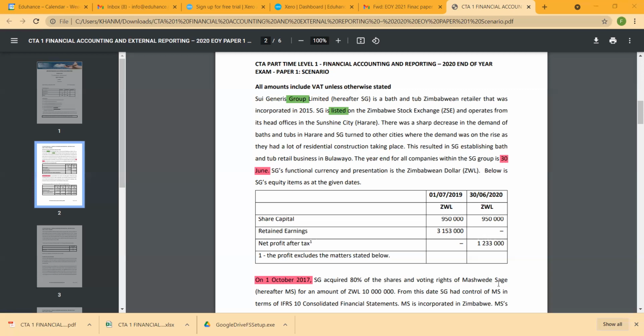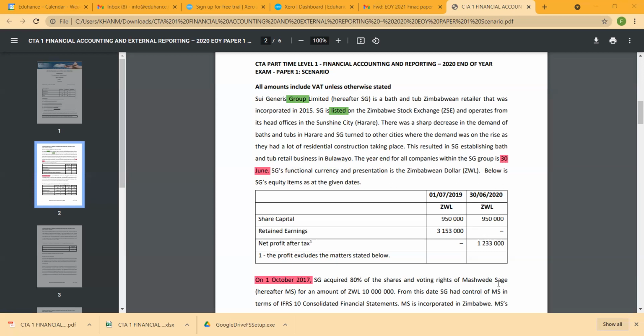There was a sharp decrease in the demand of baths and tubs in Harare, and SG turned to other cities where the demand was on the rise as they had a lot of residential construction taking place. This resulted in SG establishing a bath and tub retail business in Bulawayo. The year end for all companies within the SG group is 30 June. SG's functional currency and presentation currency is the Zimbabwean dollar. Below is SG's equity items as at the given dates.